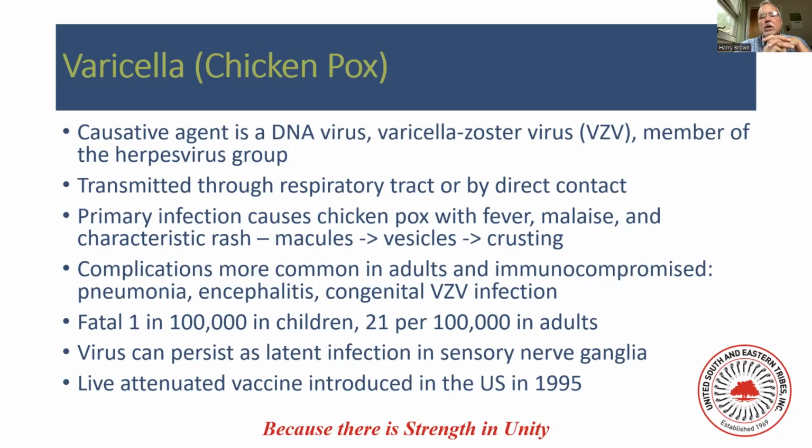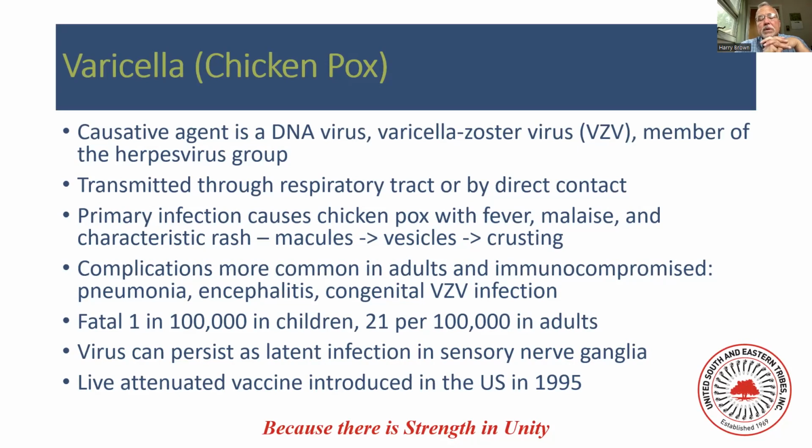They're more common in adults or immunocompromised people. You can get a pneumonia from the virus. You can get encephalitis. And in pregnant women, they can transmit it to their fetus, and they can get this congenital varicella zoster virus infection that can cause all kinds of problems. Can be fatal. It's not usually. It's only about 1 in 100,000 in children. But in adults, it's more like 21 in 100,000. So it's much more serious in adults.